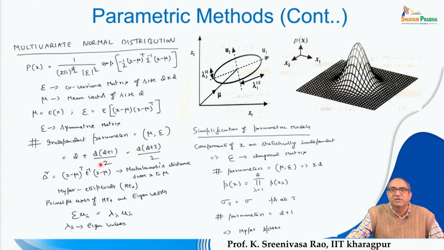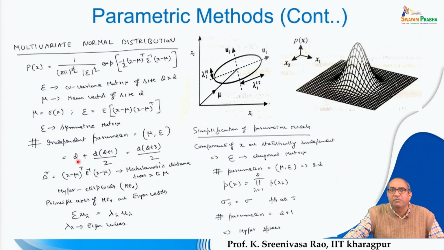Therefore the number of parameters boils down to d into d plus 1 by 2, because you have the principal diagonal. If you look at the very first row, only one element will be there. Then in the second row we have two elements, in the third row three elements. Likewise, in the last row we have all d elements. So the sum will be d into d plus 1 by 2, and then another d is related to the mean vector.